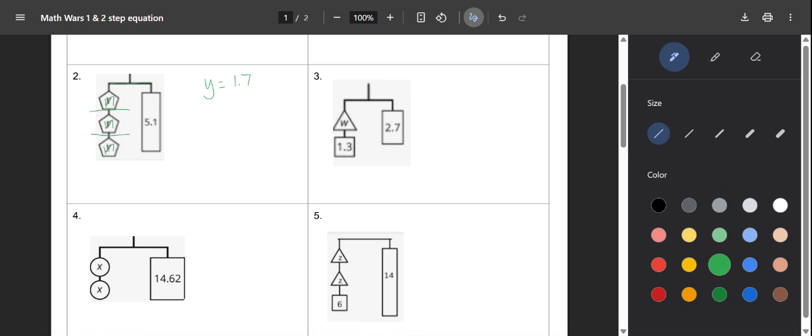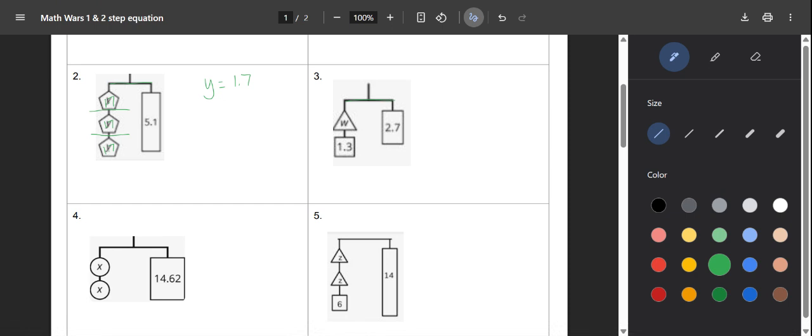So now I'm looking at number 3. Remember, we want to keep this hanger balanced, so whatever we do to one side we have to do to the other side. And I would like you to try solving when w and 1.3 more is equal to 2.7. What does w have to be?